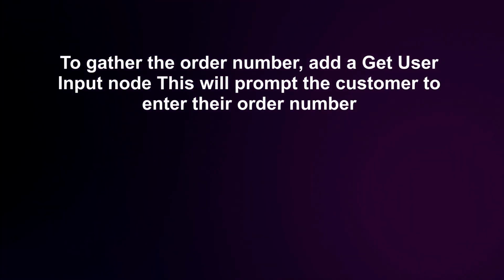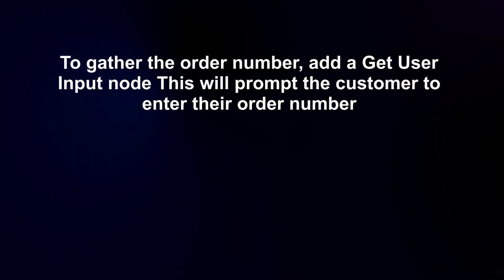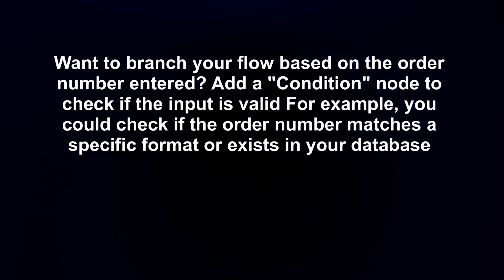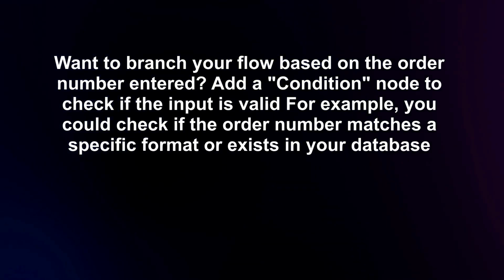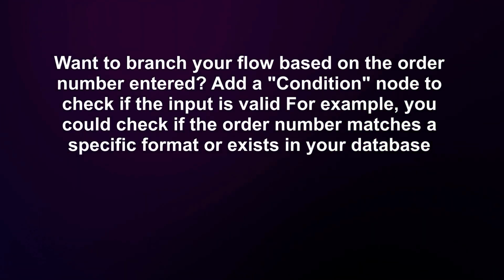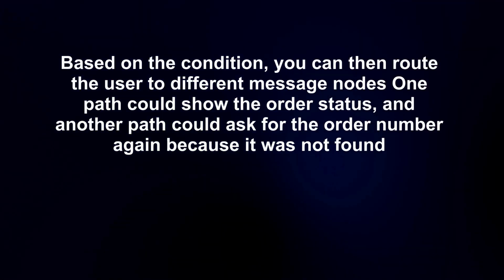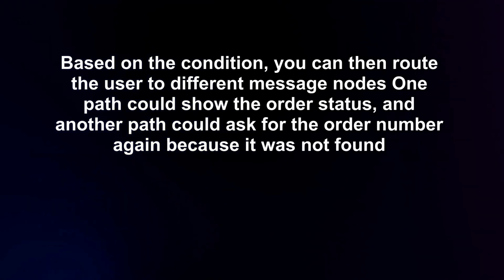To gather the order number, add a get user input node. This will prompt the customer to enter their order number. Want to branch your flow based on the order number entered? Add a condition node to check if the input is valid. For example, you could check if the order number matches a specific format or exists in your database. Based on the condition, you can then route the user to different message nodes.